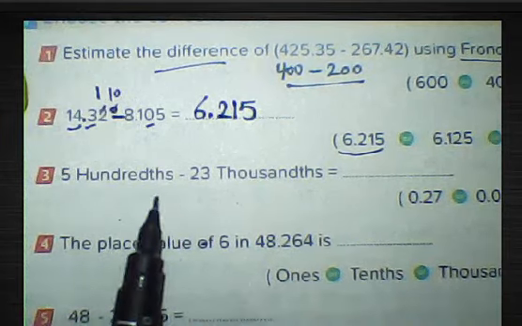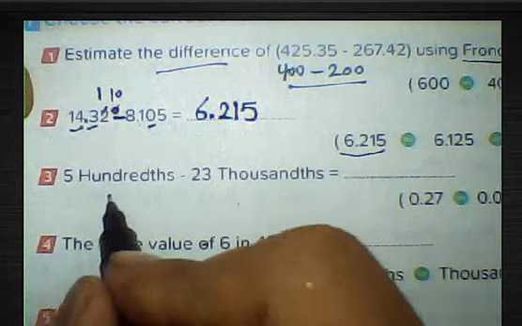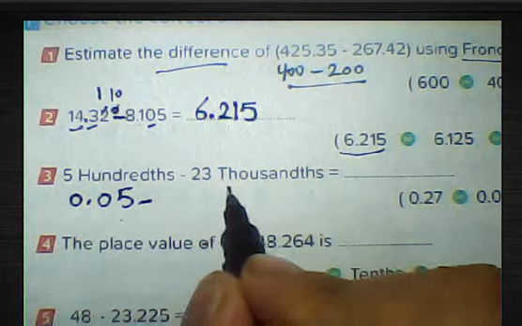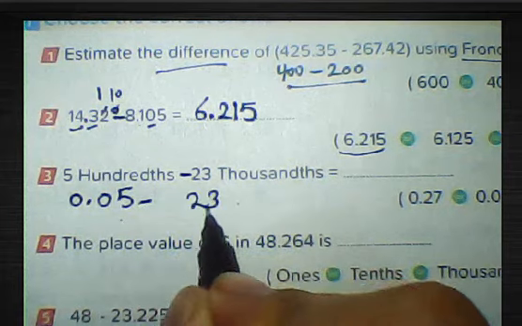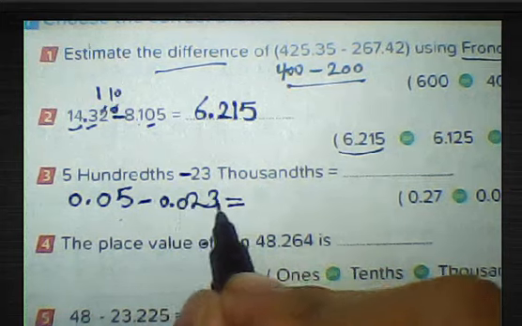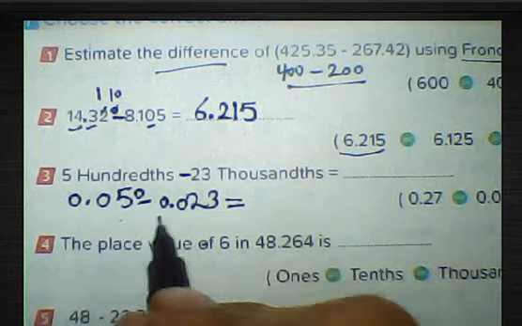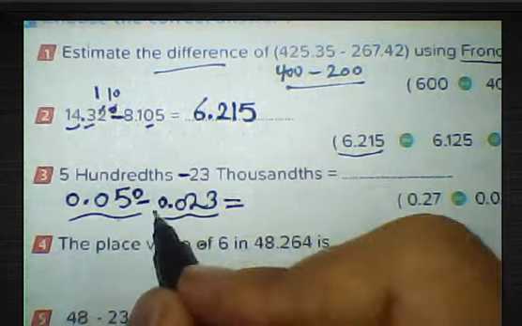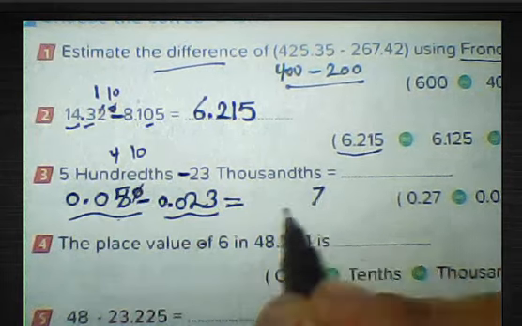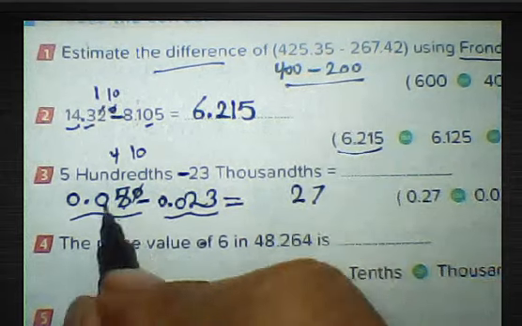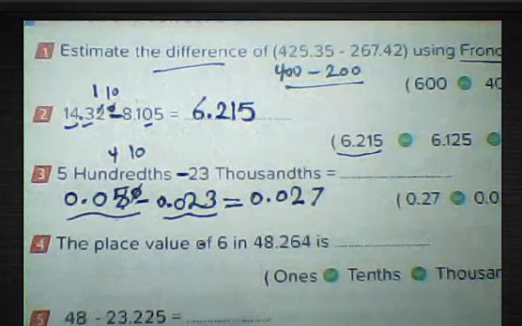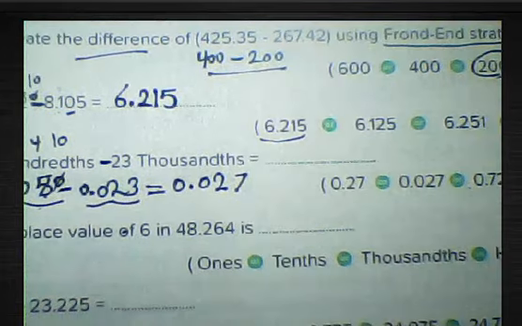Question 3. 500 thousandths subtract 23,000 thousandths. 500 thousandths means 0.05. Subtract 23,000 thousandths. It will be 0.023, write 0.0 here. You can find the difference. Put 0 behind it, equalize the digits. 0 minus 3, we can't do it. Borrow 1 from 5, it will be 4, and 0 will be 10. 10 minus 3 equals 7. 4 minus 2 equals 2. 0 minus 0 equals 0. Put point and 0. It will be 0.027, or 27,000 thousandths.